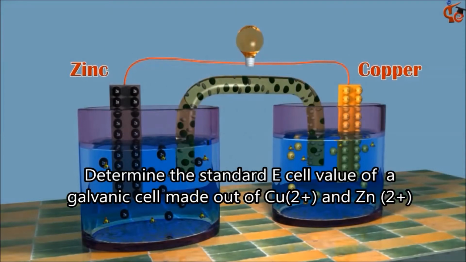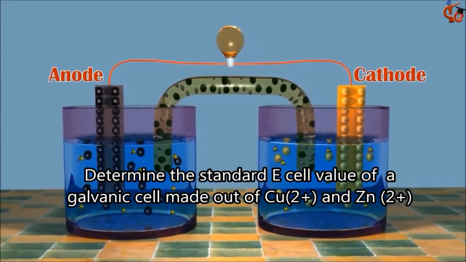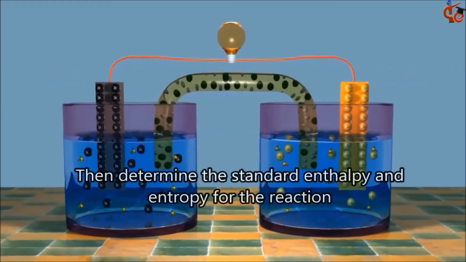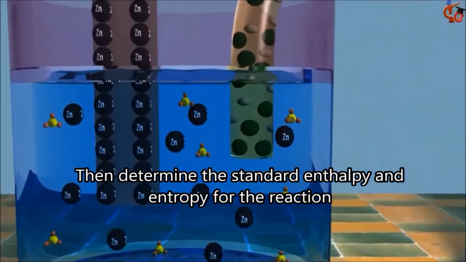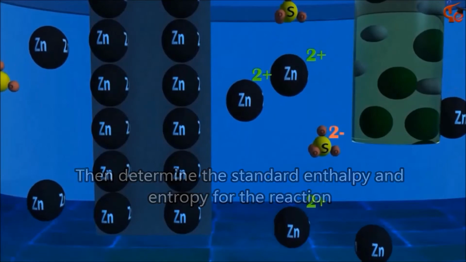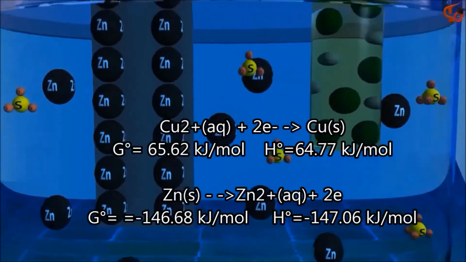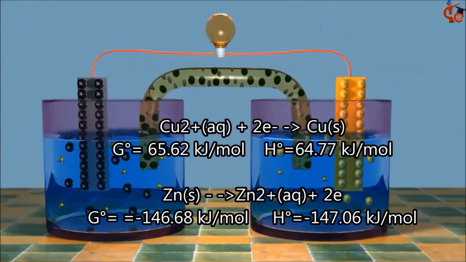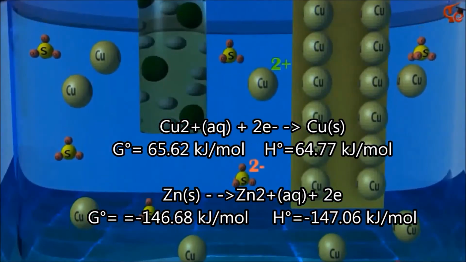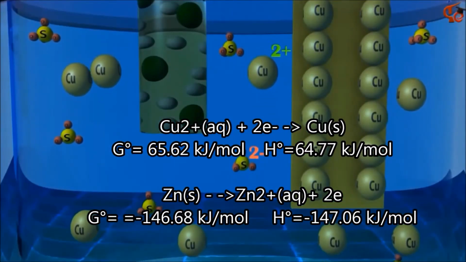Now let's apply what we learned and determine the E cell value of a galvanic cell made out of copper and zinc. Also, determine the standard enthalpy and entropy values of the reaction. The half reactions are given, as well as the standard G values. Try this problem now, and then I'll show you the solution.